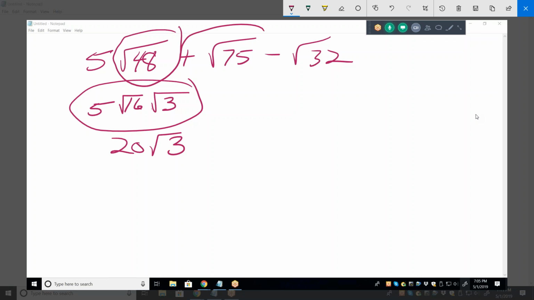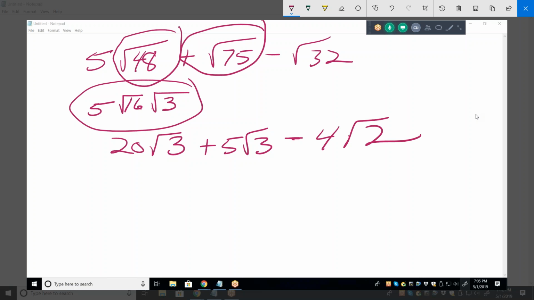So let's go to the middle term. 25 and 3. Okay, so what does that become? 5 root 3. And the last term. 16 and 2. Which becomes? 4 root 2. Okay.